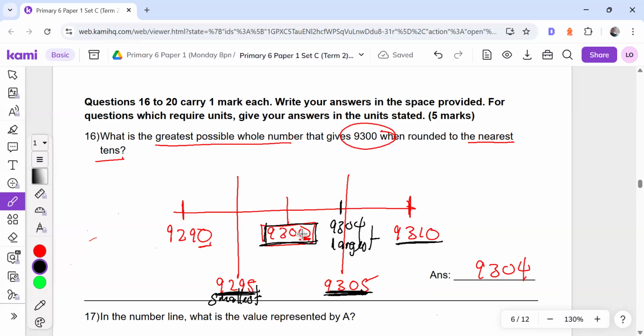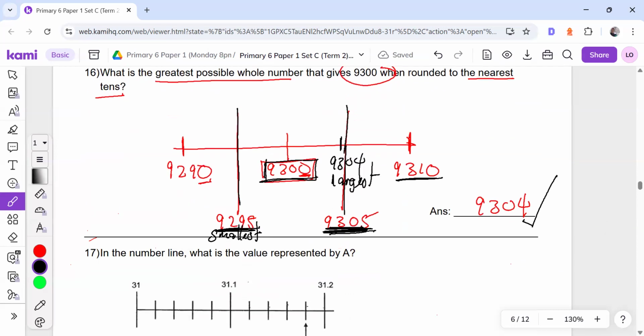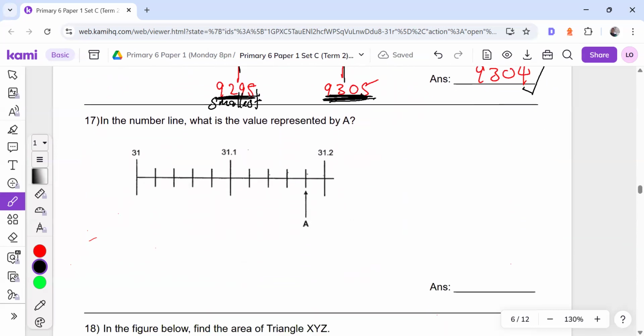Got it? Understand? So you have a number line, get your first, second, third number, then chop, chop, chop, get the number in between. All right. And then where's the biggest number? The biggest number is to look at this number and then minus 1. And that's how you get 9304. All right. We did that in P4. So P4, you should know how to do this already. Okay. Clear so far? Okay. Let's go to the next one.